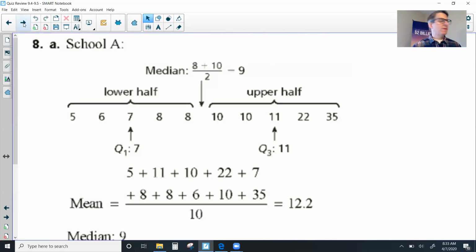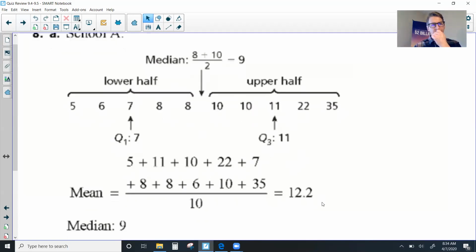Number 8, teaching experience. The tables show the years of teaching experience of the faculty members of 2 schools. Find the mean, median, range, and IQR of the years of experience for each school. Okay, for school A, we have 5 years, 6 years, 7, 8 years, 8 years, 10 years, 10 years, 11, 22, and 35. So for school A, the mean is 12.2.